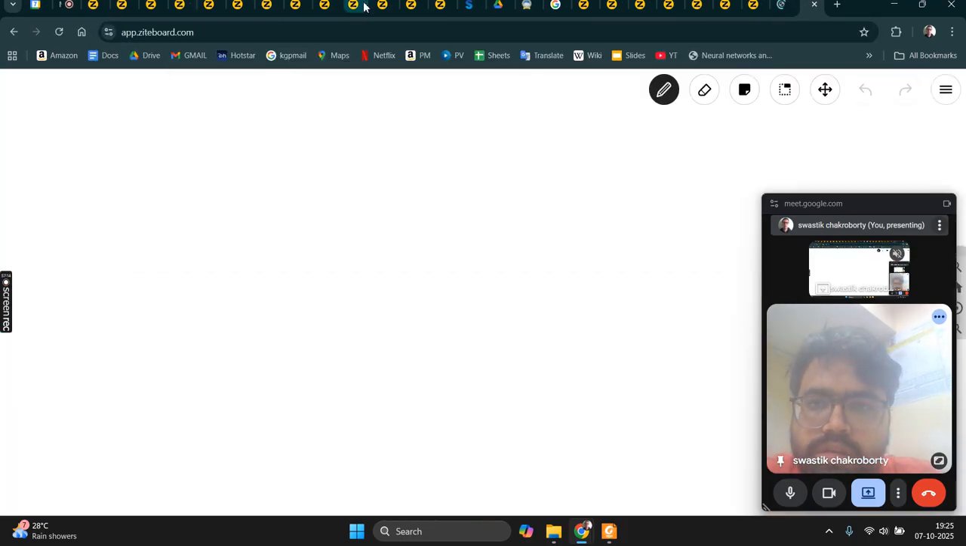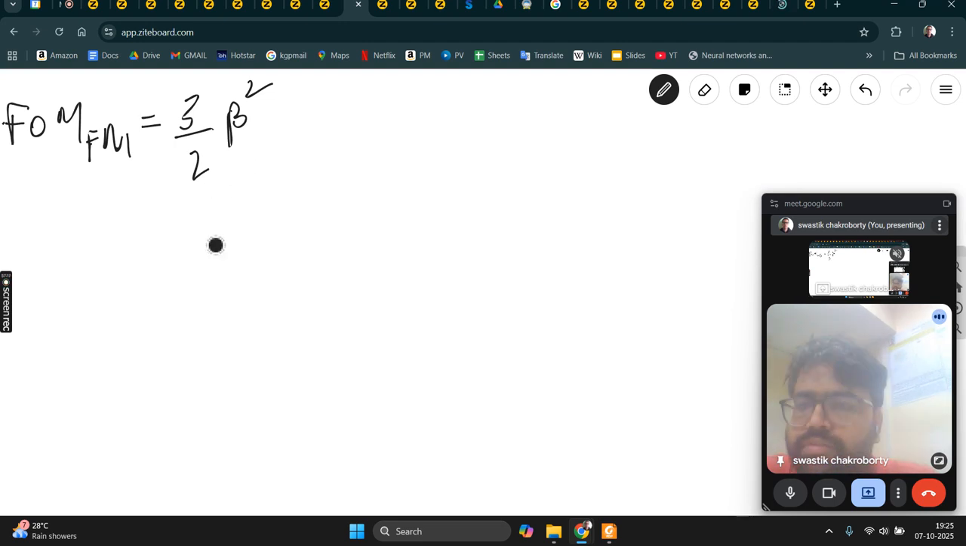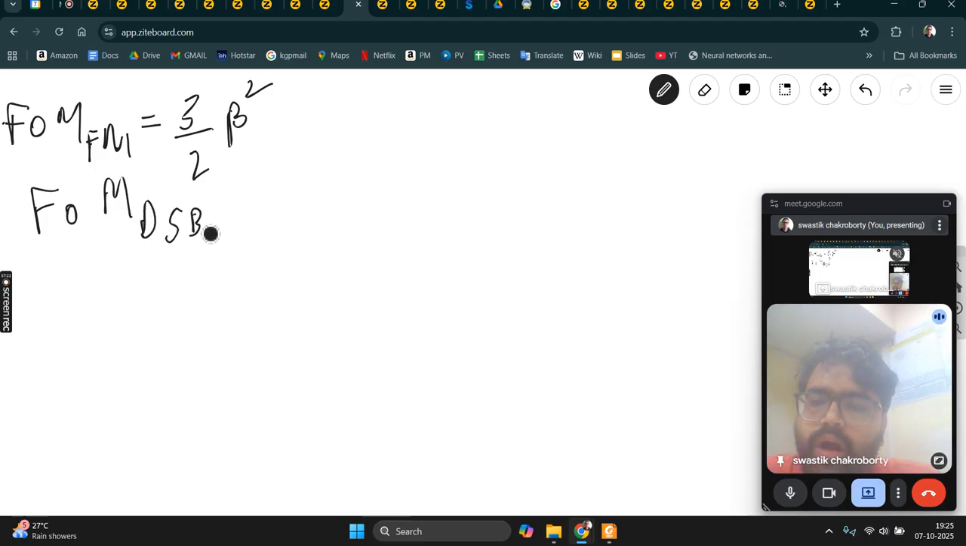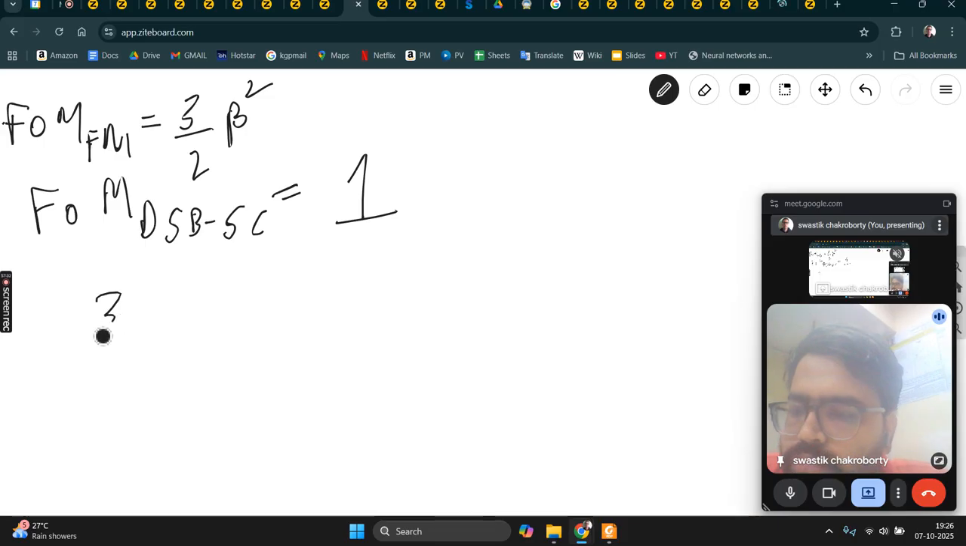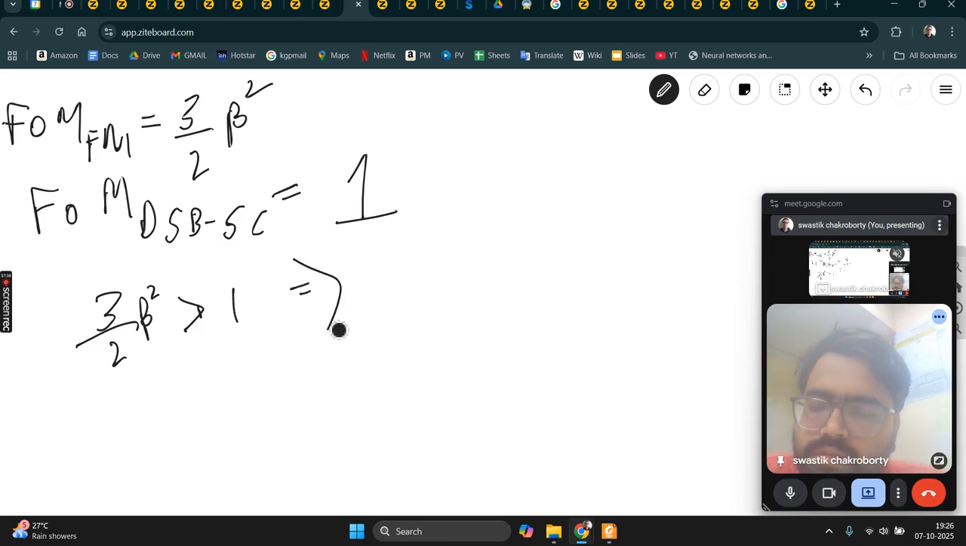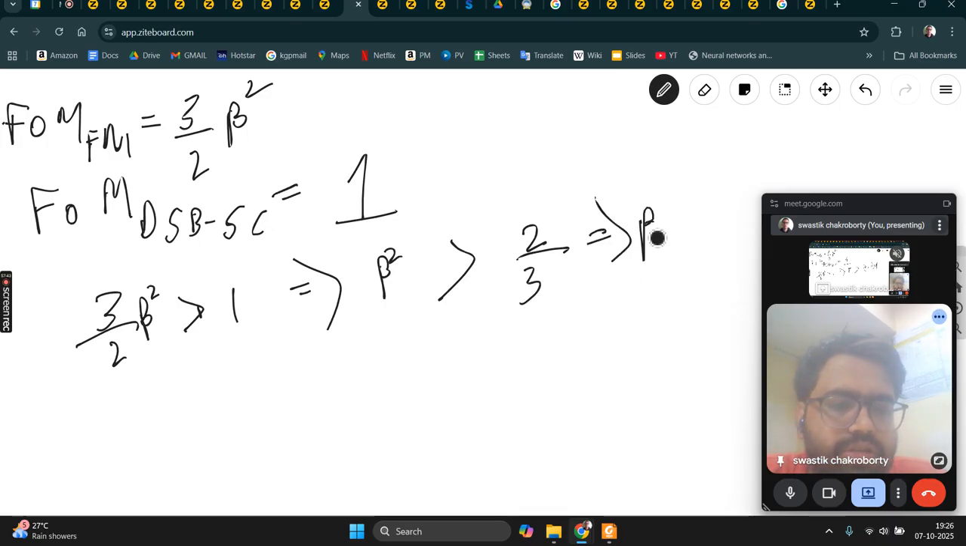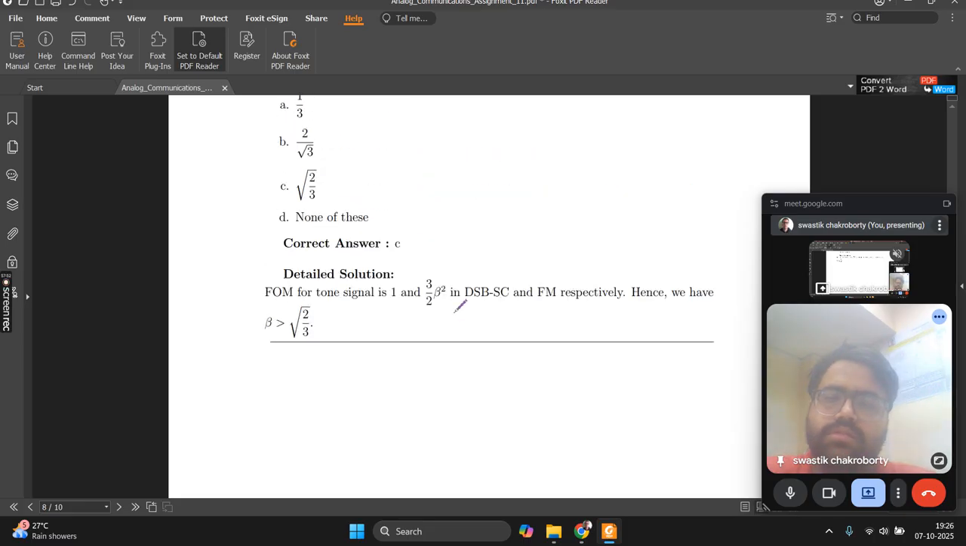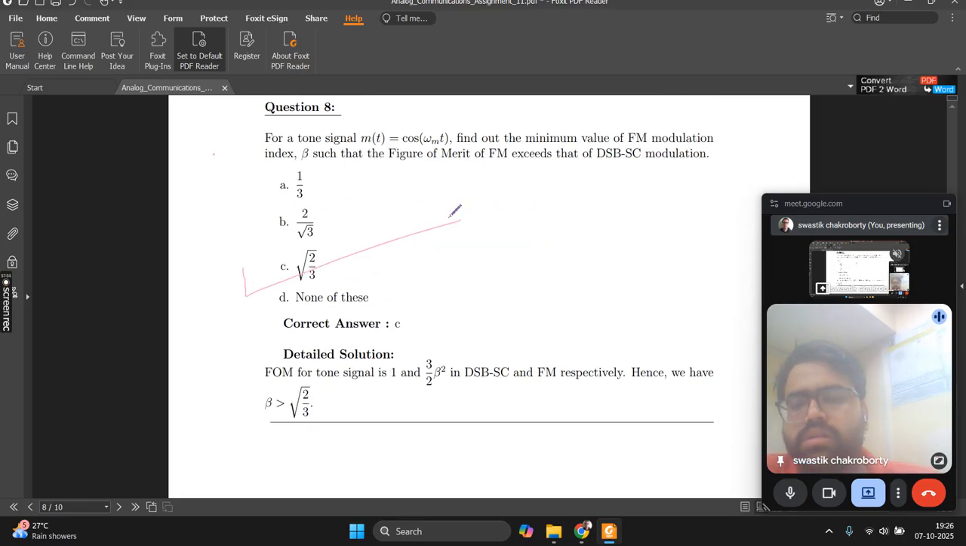Okay, so the figure of merit of FM is 3/2 β², and the figure of merit of DSB-SC is 1, which has been shown earlier in noise analysis, week 7 I think. So 3/2 β² has to be at least greater than 1. This means β² should be greater than 2/3, or β should be greater than root under 2/3. So root under 2/3 is the answer. Option C.